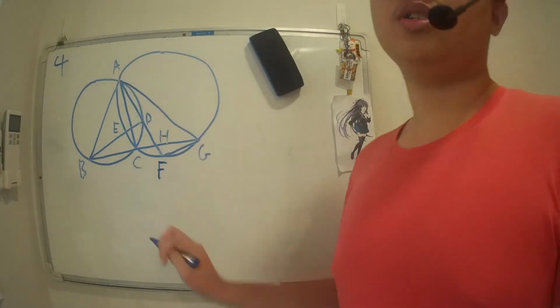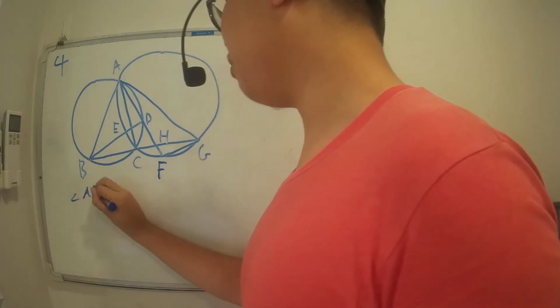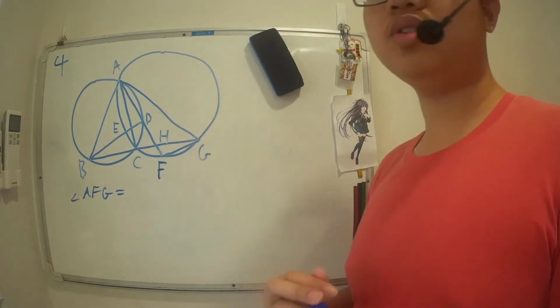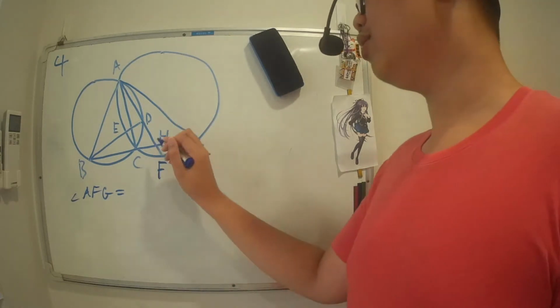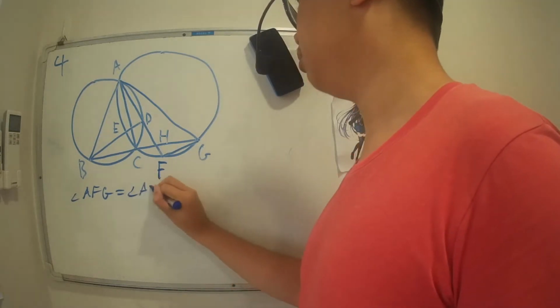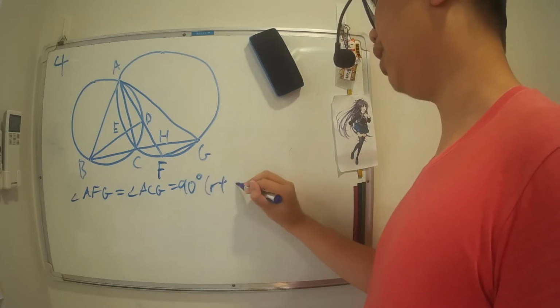There's AG, which is a diameter. Because AG is a diameter, we can say that angle AFG, and by the way, because we have another one over here, we can also say that this right here, this ACG, is also 90 degrees. So because of right angle in a semicircle, right?